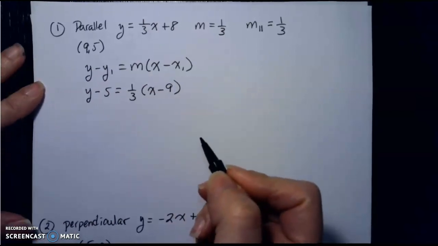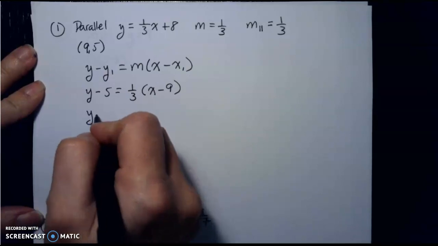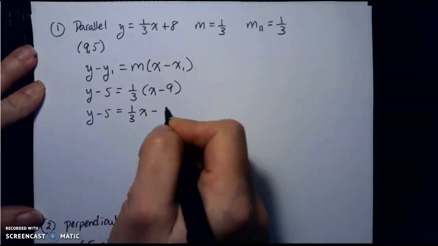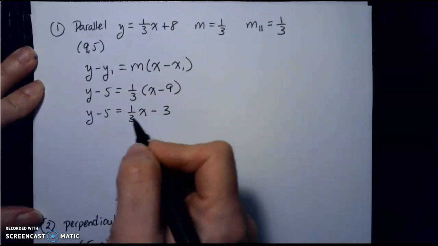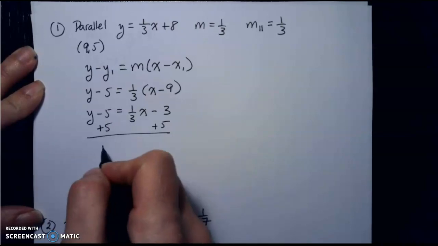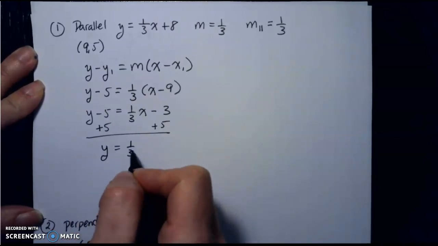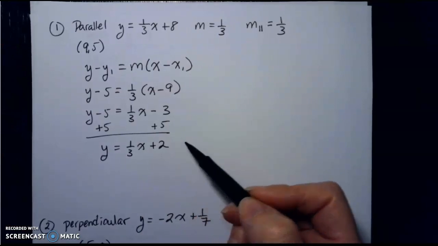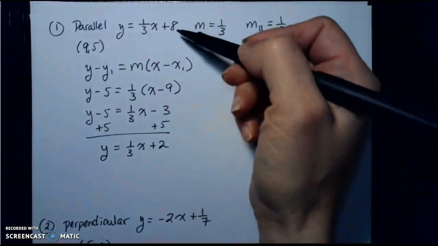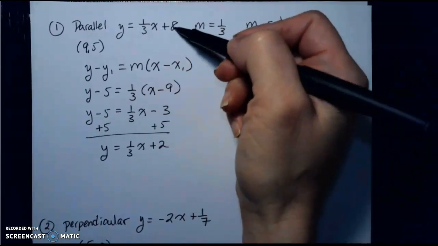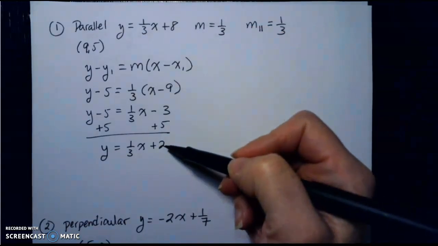Go ahead and distribute that 1/3. y minus 5 equals 1/3 x minus 3. Then isolate y: add 5 to both sides. y equals 1/3 x plus 2. So this line is parallel to the given line. Notice their y-intercepts are different, right? This one passes through at positive 8, this one passes through at positive 2.